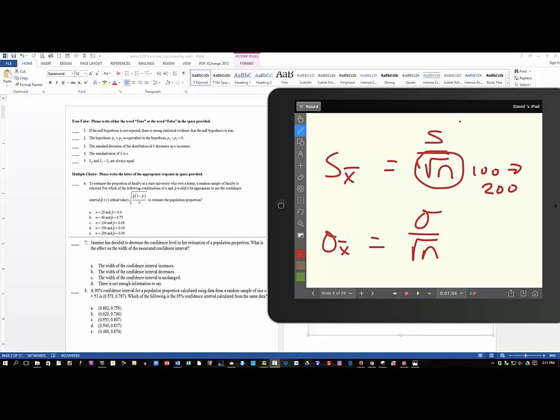At any rate, n is in the denominator, and so the larger that number gets, you're going to have a smaller value. So the standard error will go down, and so will the interval. The interval is just going to be z or t times the standard error. So assuming your level of confidence stays the same, if you increase the sample size, the width of the interval will decrease.